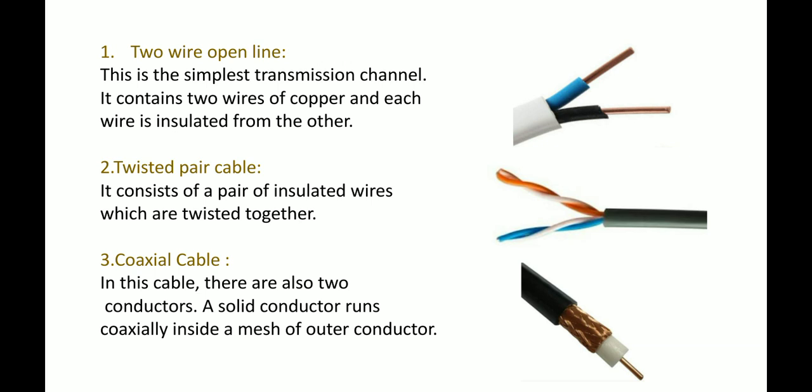Two wire open line is the simplest transmission channel. It contains two wires of copper and each wire is insulated from the other.